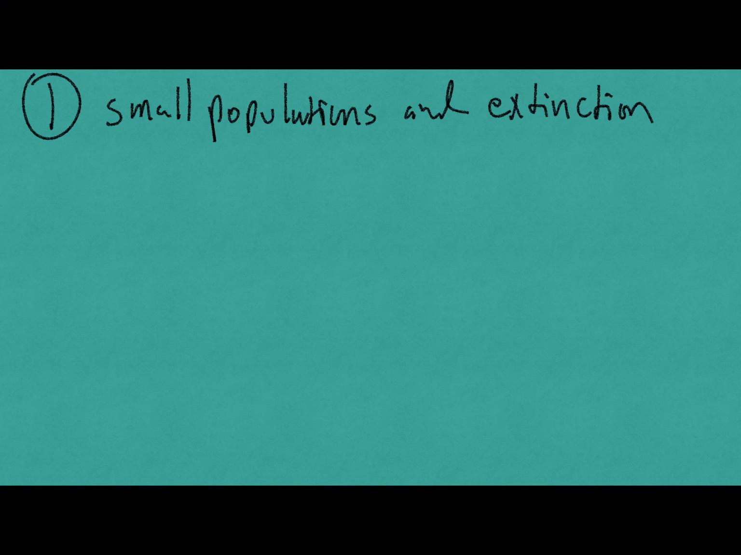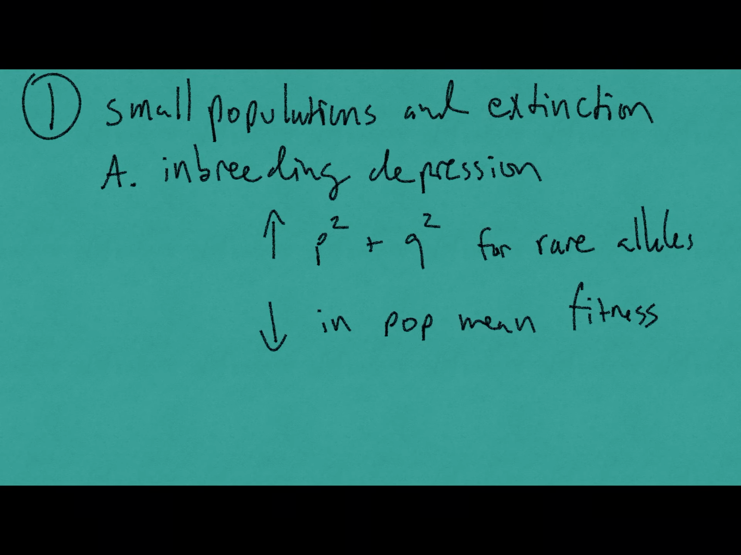Our first question in the Chapter 6 discussion questions is to describe 3 reasons, genetic reasons, why small populations are vulnerable to extinction. There are 6 possible answers that I can find in the book, but I'll detail just 3 here. The first is inbreeding depression.